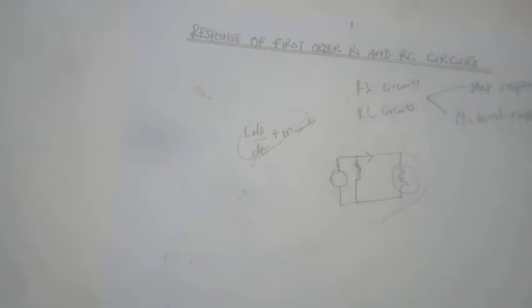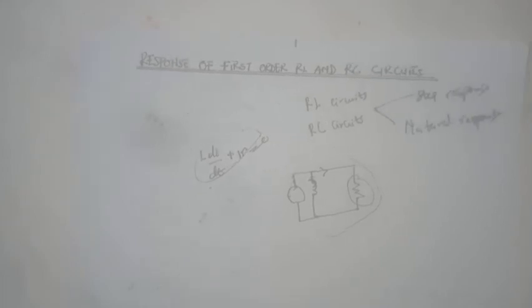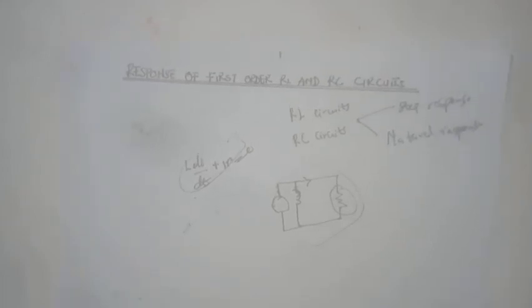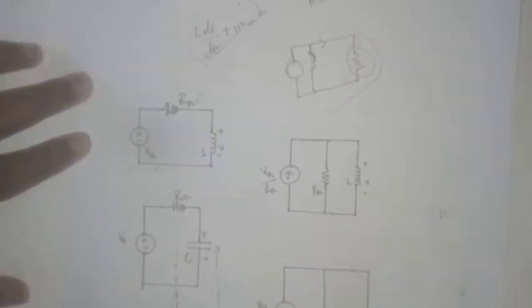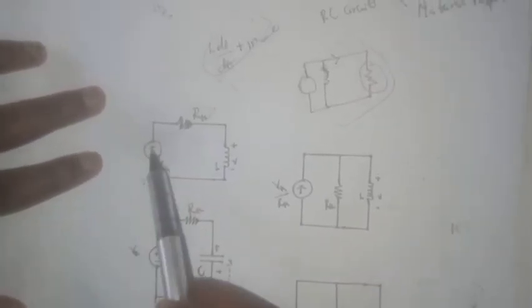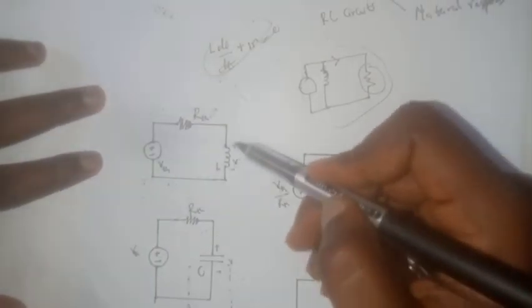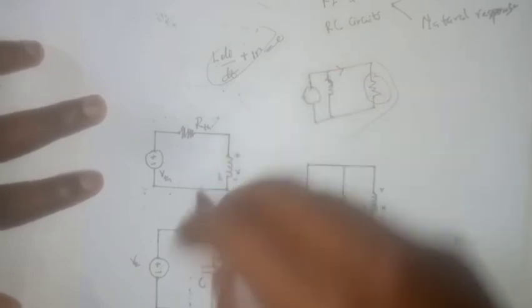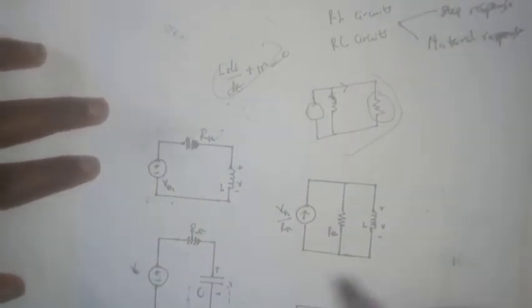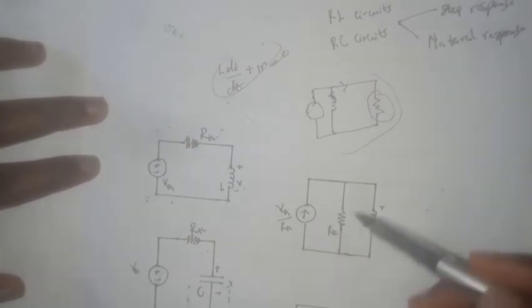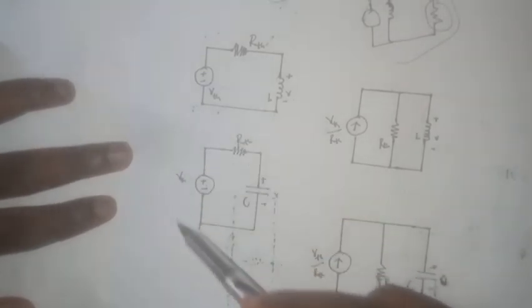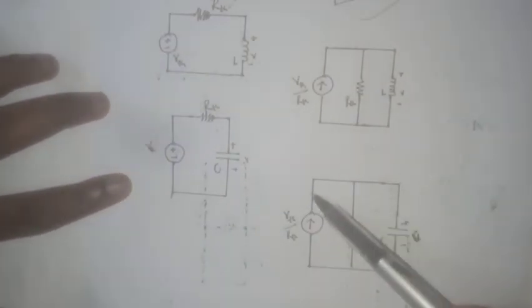And when it comes to first order RL and RC circuits, there are basically four possibilities that your circuits can take. So here's how it is. You can have an inductor connected to a Thevenin equivalent circuit. That is the first form your circuit can take. You can have an inductor connected to a Norton equivalent circuit. You can have a capacitor connected to a Thevenin equivalent circuit, and you can have a capacitor connected to a Norton equivalent circuit.